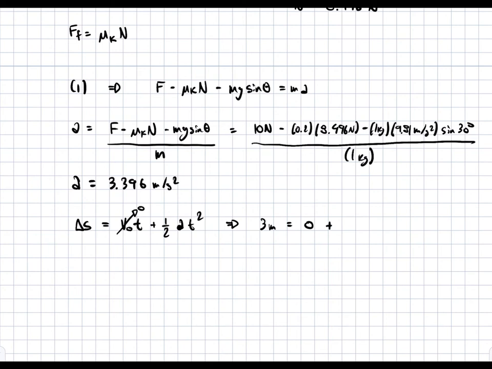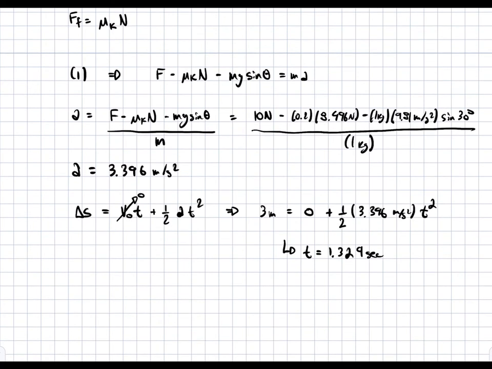0 plus 1/2 times acceleration, which we just found, 3.396 meters per second squared, times T squared. Okay, so this equation, we can directly solve for time. And if we solve this quadratic equation, we get that T is equal to 1.329 seconds.